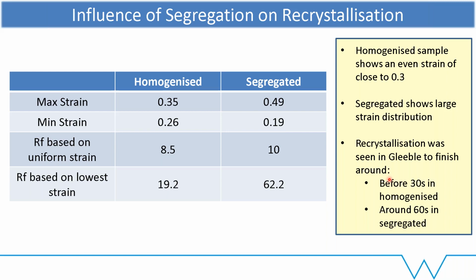So if you remember from the kinetics, we measured that the homogenized sample finished recrystallizing after 30 seconds, and the segregated sample maybe around 60 seconds. Then we can see that on this bottom row here, clearly fully recrystallized, even if we take the lowest strain. So if we assume that the lowest strain is the last to recrystallize, then clearly we're still within 30 seconds here. But for the segregated sample, we're around 60 seconds, which is what we measured, and that's starting to give us an indication that we're looking along the right track.